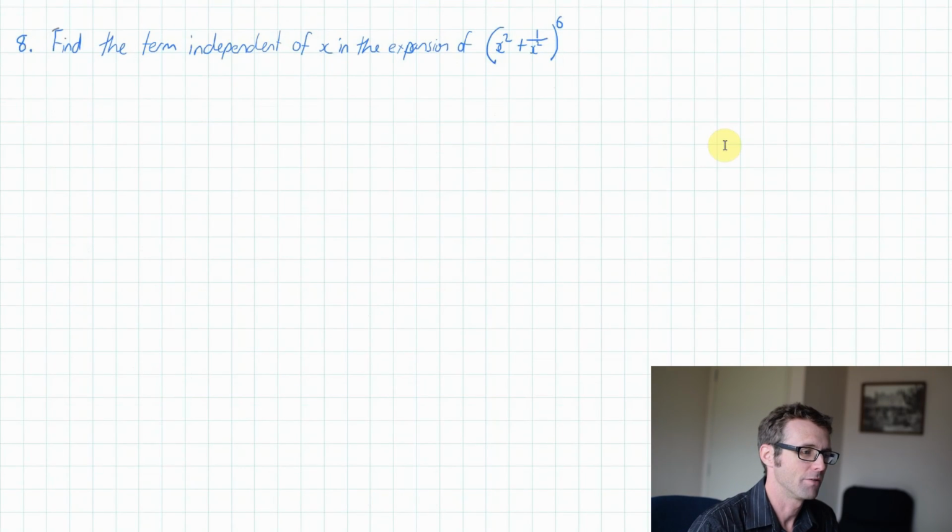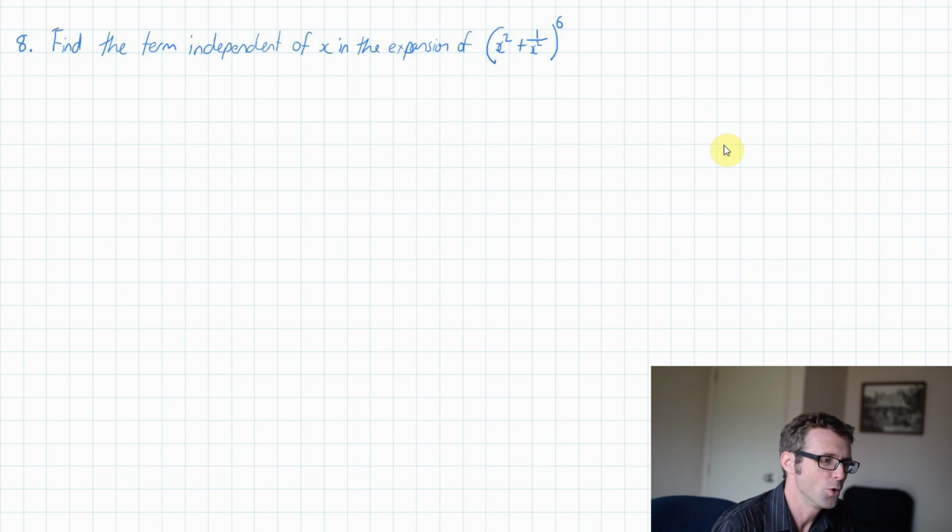The final question that I've chosen is one that comes up fairly frequently. It says, find the term independent of x in the expansion of x squared plus 1 over x squared to the power of 6. Independent of x means the term that has no x, or x to the power of 0. So normally that's our first term when we've had something like 1 plus x. But in this case, we've got x squared here, and over here we've got 1 over x squared.